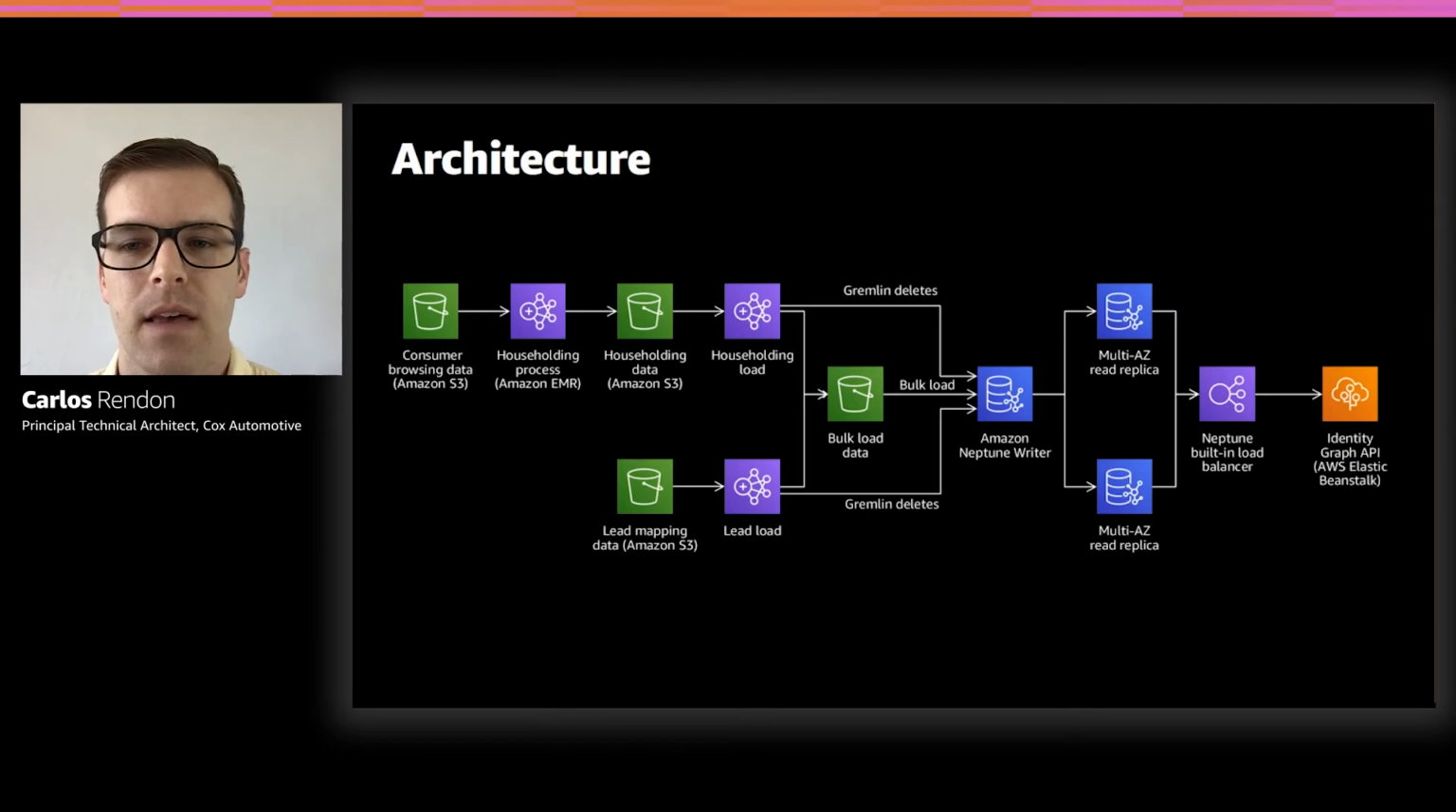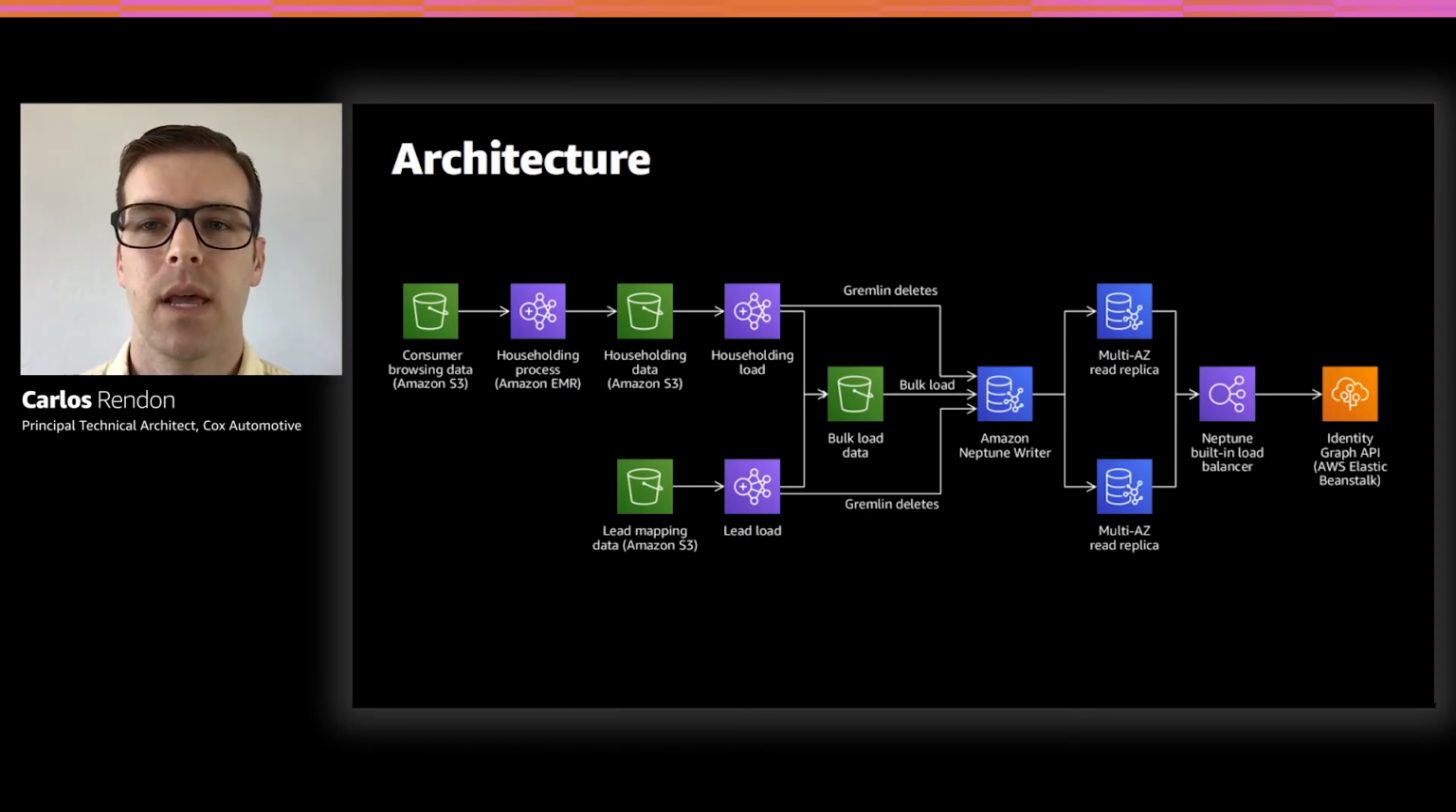Because of the size and scale of data we're working with, we're using Neptune's bulk load API, and it expects the data in a certain format. So we have a second Spark on EMR job that runs and creates the data in the format required. On the bottom of the screen, you'll see the lead mapping data. That's where I talked about the deterministic matches between leads and the CRM system. We also load those with the bulk loading in Neptune using the same process that we talked about for the householding.